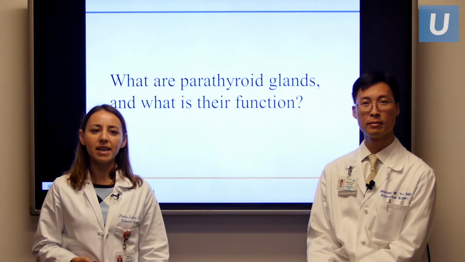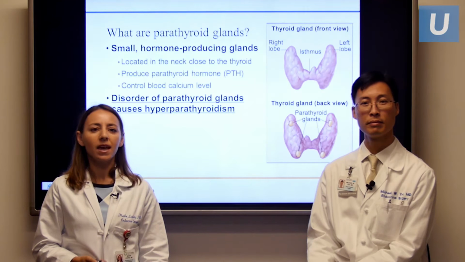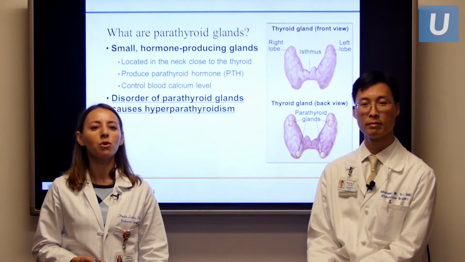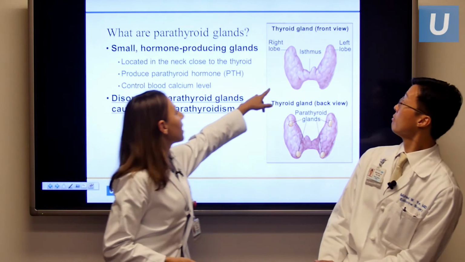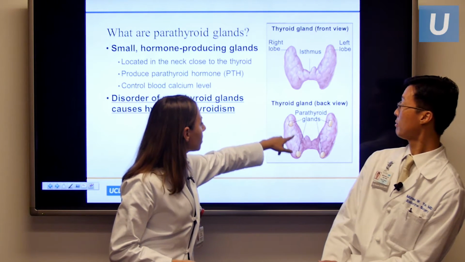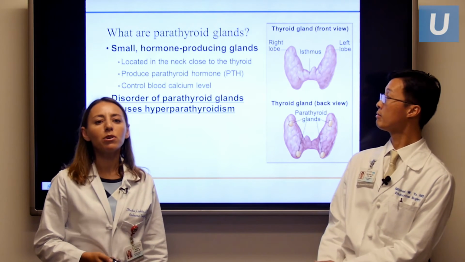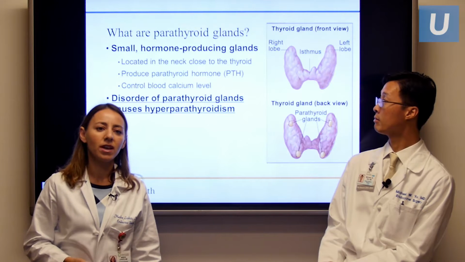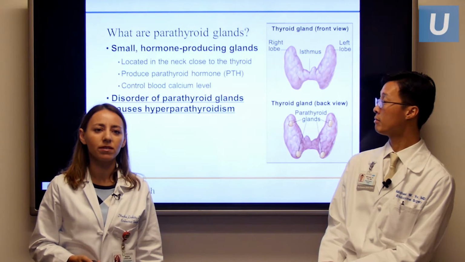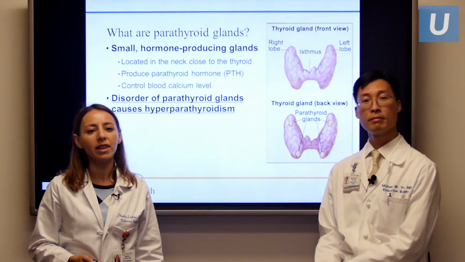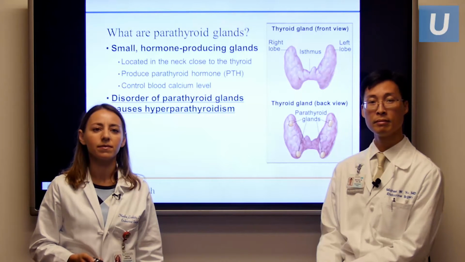So let's start with the beginning, which is what are the parathyroid glands? And what is their function? The parathyroid glands are small hormone-producing glands. They're located in the neck, close to the thyroid. So this butterfly here is your thyroid, and these little yellow circles here represent the 4 parathyroid glands. They produce a hormone called parathyroid hormone, and this has a very important purpose, which is to control your blood calcium level. A disorder of the parathyroid glands causes this disease that we're talking about, which is hyperparathyroidism.